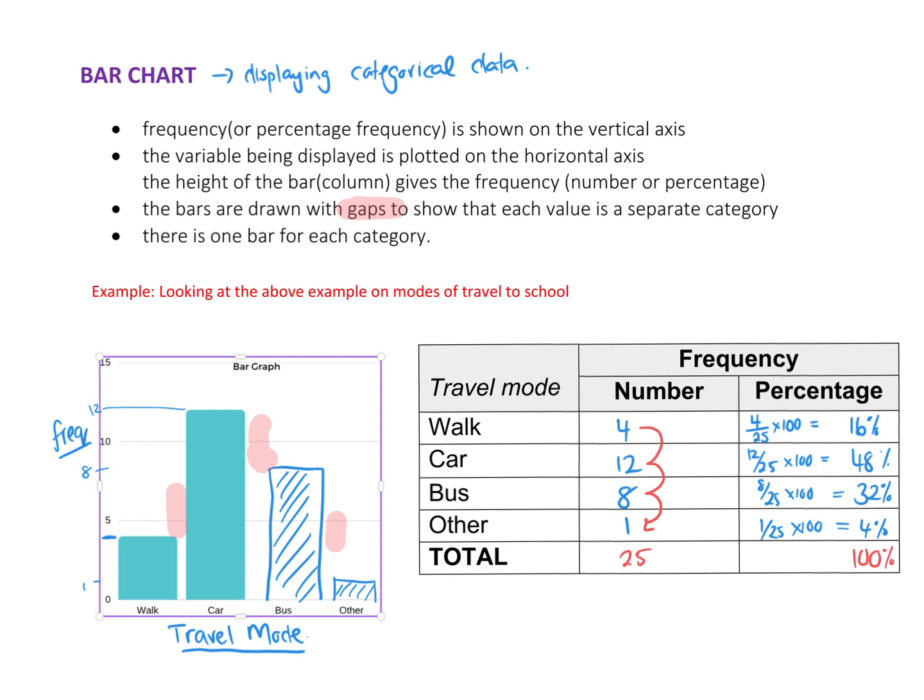So in this example, what's our modal category? Maybe you might write a little note there. Here's our modal category. So it's got the highest.